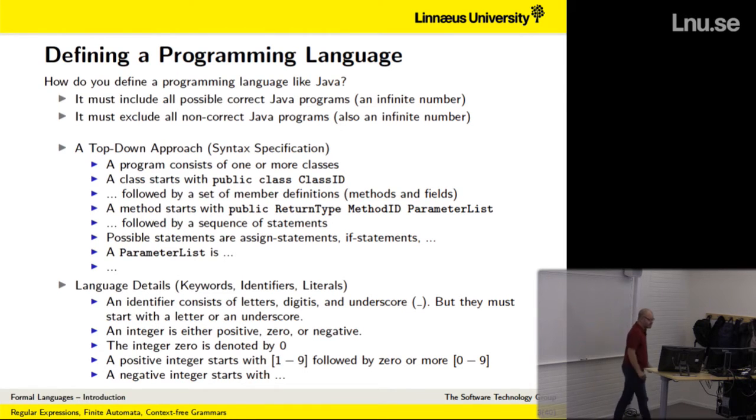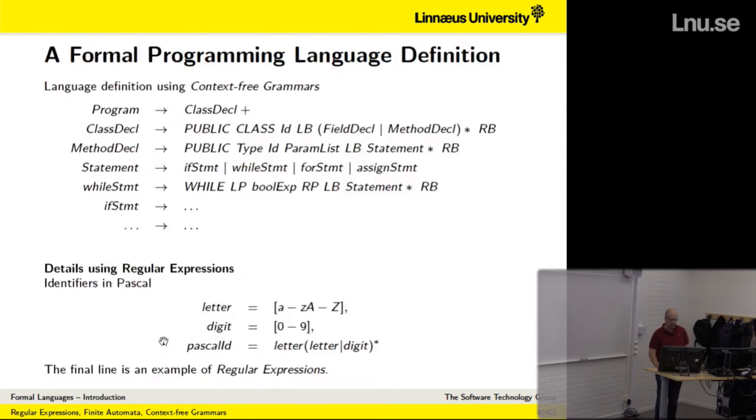Something like this. If you take a look at the Java specification, you will see something that looks like this. They are specifying the syntax of Java using something called context-free grammars. This one should be read as: a program consists of one or more class declarations. A class declaration contains the keywords public class ID, left bracket, and then we have any number of field and method declarations. A method declaration consists of these statements. We have a number of different statements, and each statement we could describe in this way. If you take a look at the Java specification in the appendix somewhere in the back of it, they have 5 pages describing Java in this way.